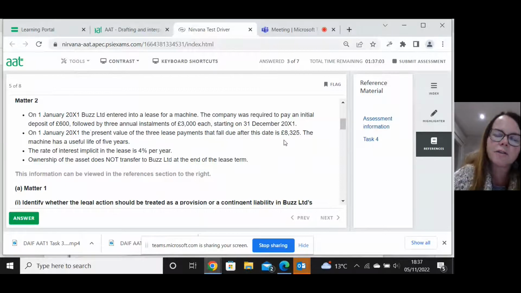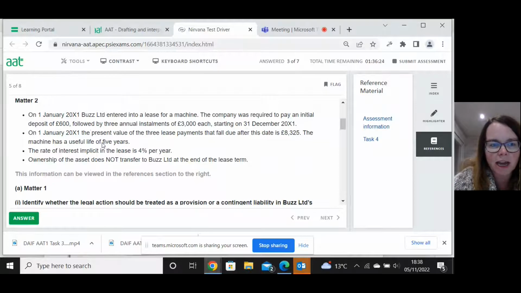So 8325 is the 9,000 at today's prices, and it's this figure that we're interested in when we are recognizing the asset at the beginning. So we would debit the right of use asset with 8325 and credit the lease liability. So at that point, the value of my asset is going to be the 600 that I paid up front plus the 8325. And the lease liability that I will be showing in the accounts will be the 8325.